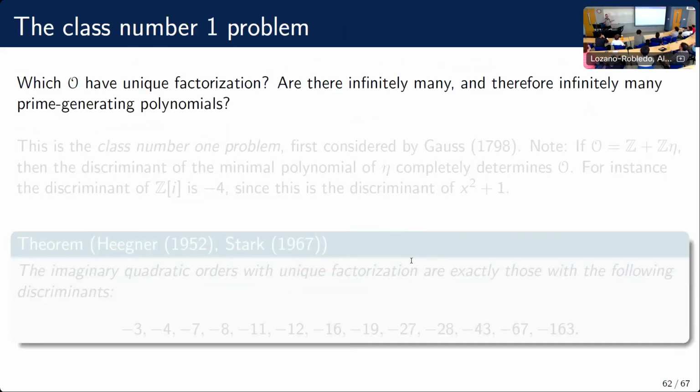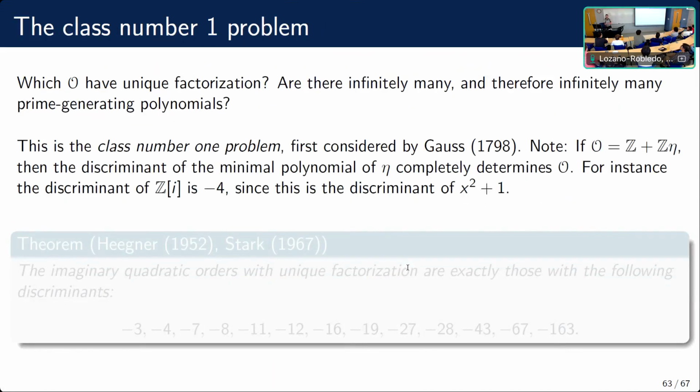So this may lead to the question of orders in an imaginary quadratic field. We made this amazing connection between orders and elliptic curves, and unique factorization played a really important role. So which of these orders have unique factorization? Are there any? If so, there'd be infinitely many prime generating polynomials, such as x squared plus x plus 41. Lots of those. So what I'm getting at here is called the class number 1 problem.